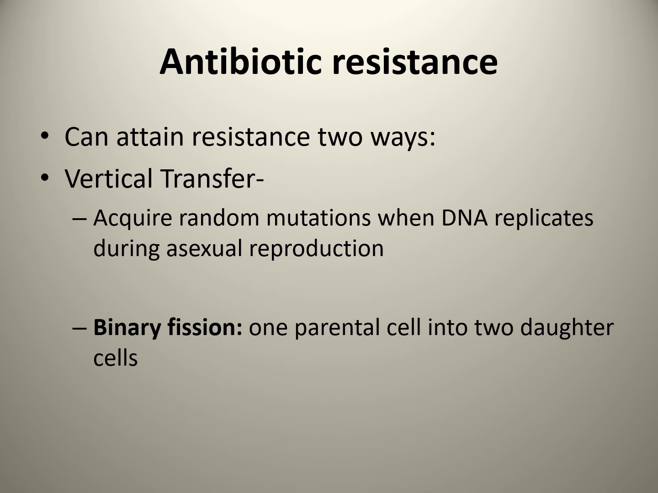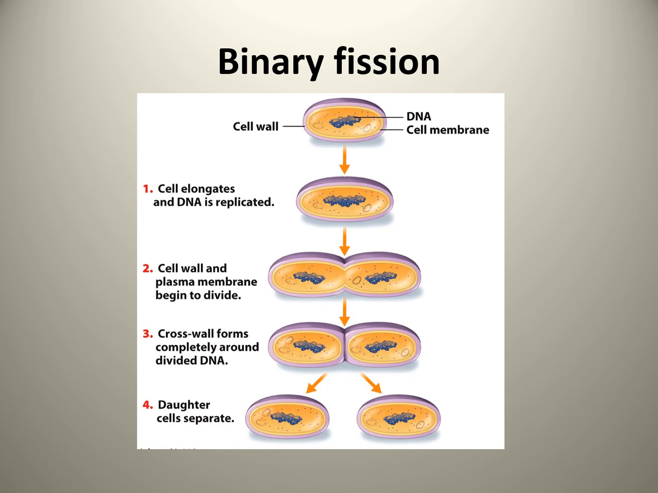Okay, so the vertical transfer is what we refer to as the mutations, right? So this is going straight up and down, basically. So you can acquire these random mutations when DNA replicates during asexual reproduction. So bacteria go through something called binary fission, and that's basically when one parental cell turns into two daughter cells. So similar to mitosis, right? We're not undergoing meiosis with bacterial cells because they don't have sex cells. They don't reproduce sexually. So they're doing this asexually.